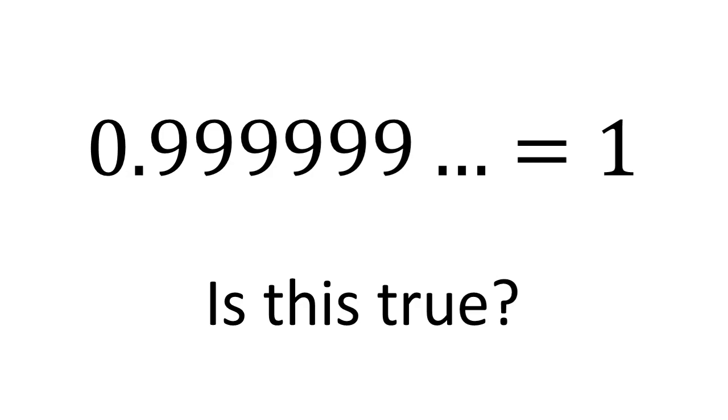In this video, we're going to look at 0.9 recurring, so that's 0.9999, and so on, and whether or not that is actually equal to 1.